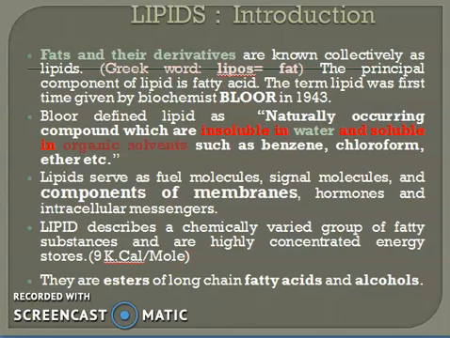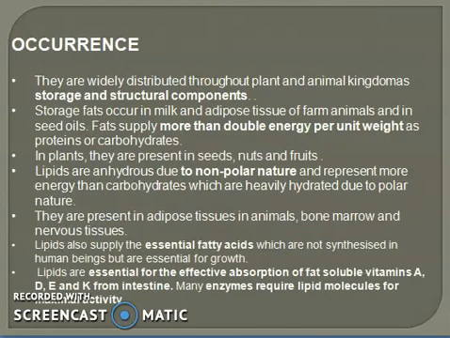Now occurrence, as I said, occurrence means where it is found, where it is distributed. Okay. So here a certain statement is given. They are widely distributed in plant species, animal species, and every living organism as a storage component of energy, and also as a structural component in membranes, and also as a storage form in various ways. Okay. For example, storage fats occur in milk and adipose tissues. Adipose tissue of farm animals and in seed oils too. The cotyledons are the major storage organs of oils.